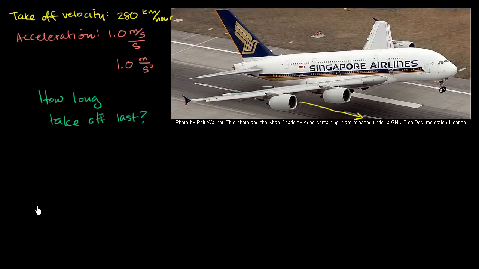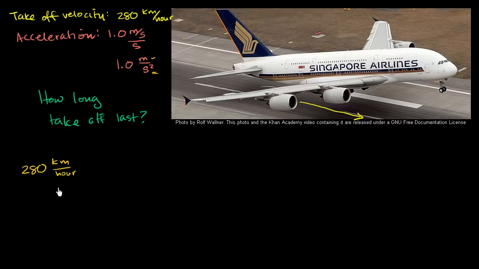And to answer this, at least my brain wants to get the units right. So over here we have our acceleration in terms of meters and seconds squared. And over here we have our takeoff velocity in terms of kilometers and hours. So let's just convert this takeoff velocity into meters per second, and then it might simplify answering this question. So if we have 280 kilometers per hour, how do we convert that to meters per second? Let's convert it to kilometers per second first.